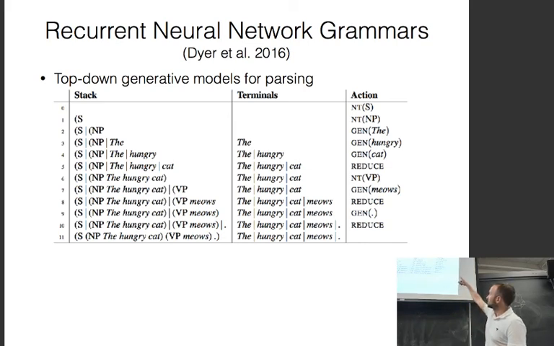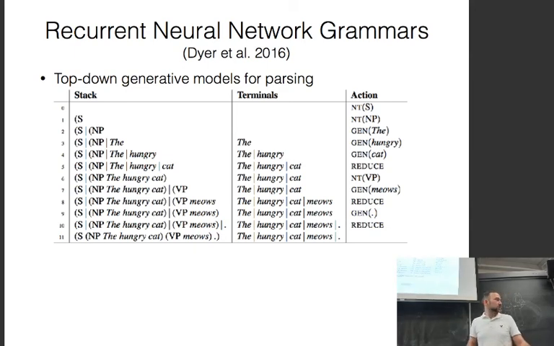So what this looks like is you just have a non-terminal S, non-terminal NP, and then when you do shift, instead of shifting, you generate a word, basically. So you generate hungry cat, a VP. And this has the same kind of composition, etc., that was in the stack LSTM model.